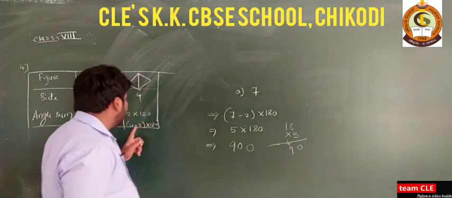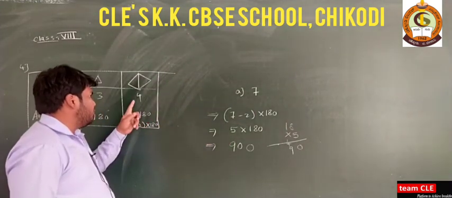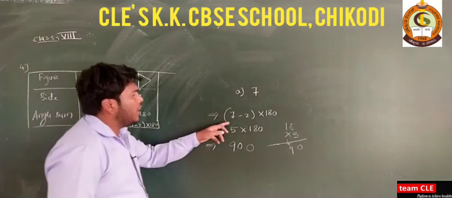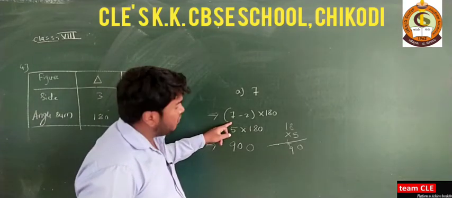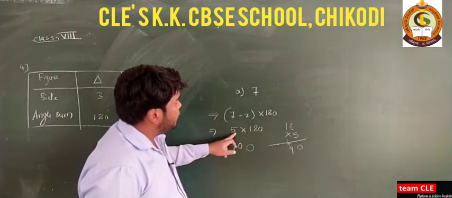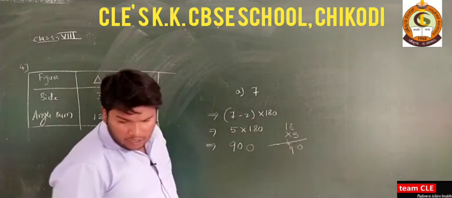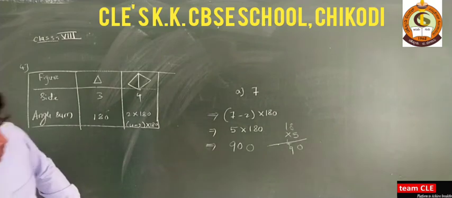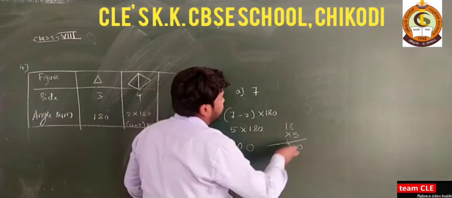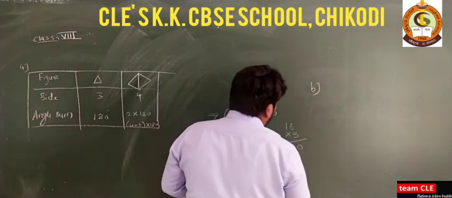So if the number of sides is given as 7, you have to use the formula. For 4 sides it is 4 minus 2. Here they have given 7 sides, so 7 minus 2 into 180, which is 5 into 180, which is 900. I hope you understood this problem. Similarly, part B.